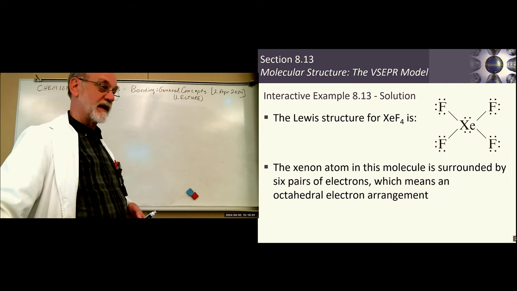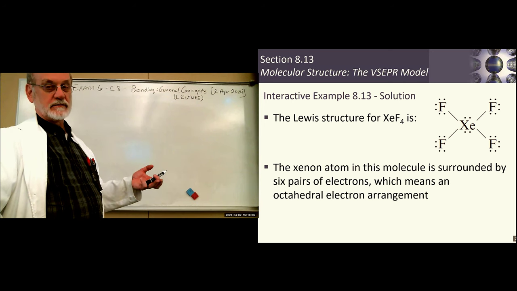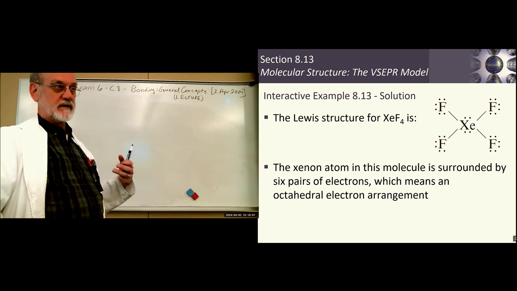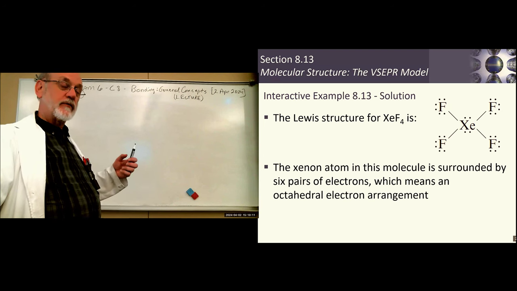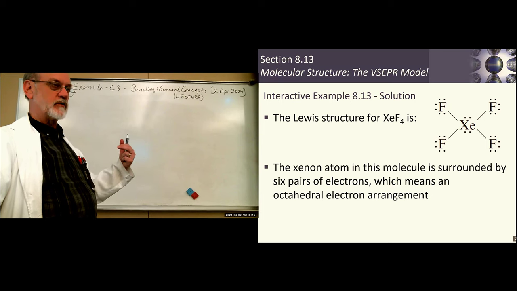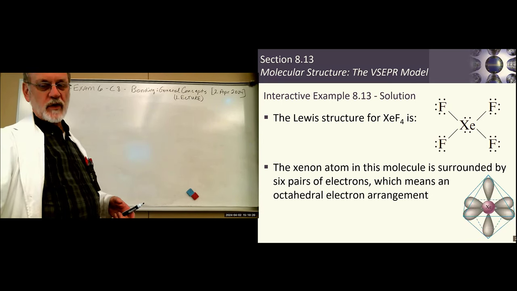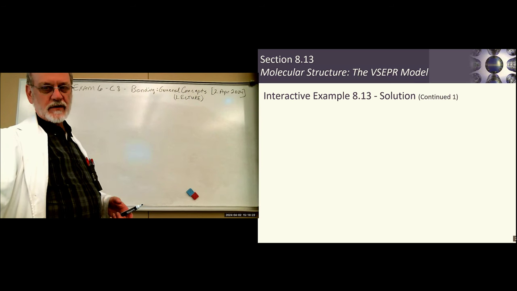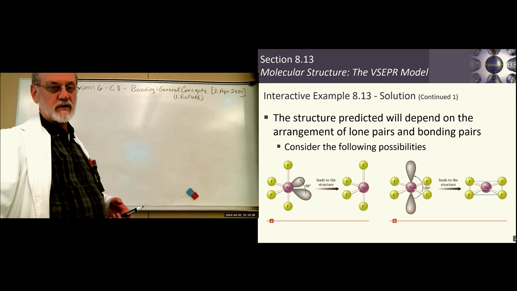So what would that be? Electronic structure would be octahedral, right? 1, 2, 3, 4, 5, 6. Six around xenon means octahedral electronic. And then if we position those lone pairs at the apex of the octahedron, what's left in the center is square planar. So we're actually looking at square planar for the geometric molecular structure.